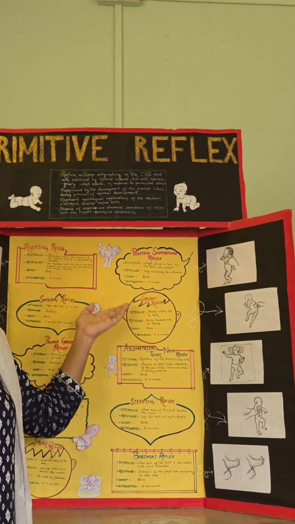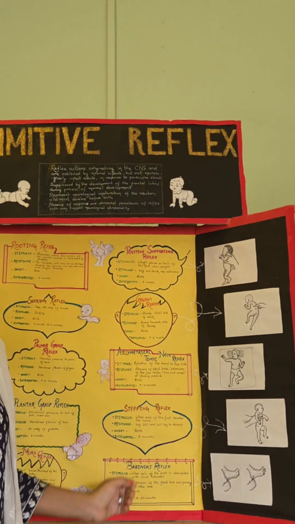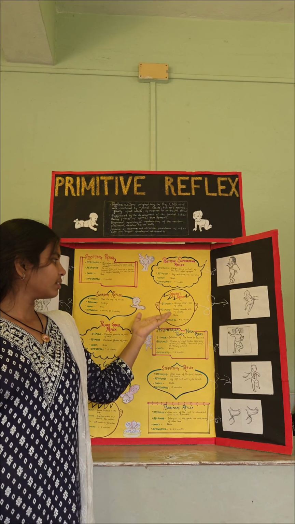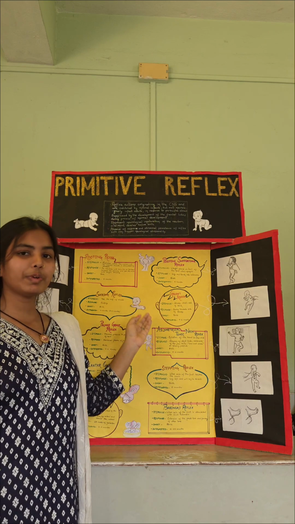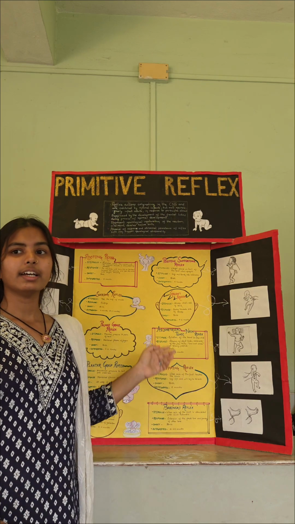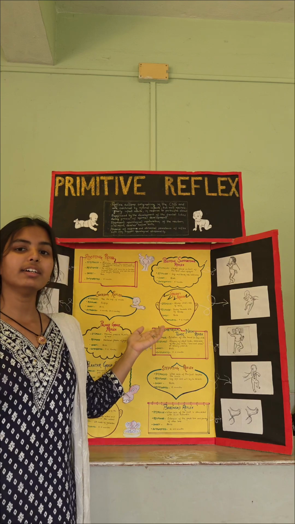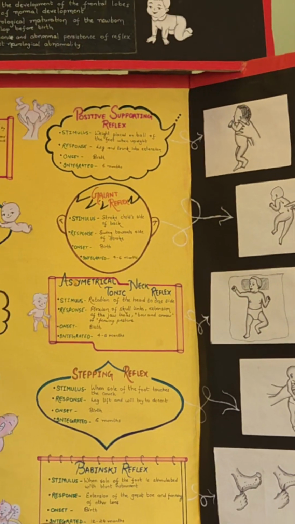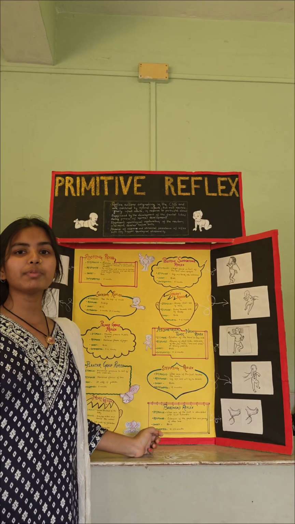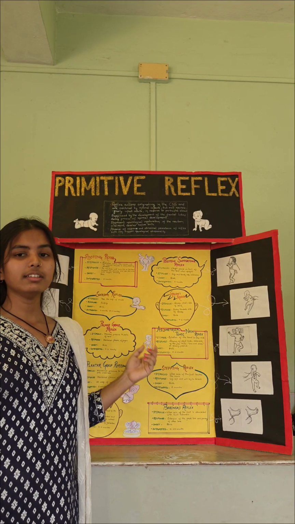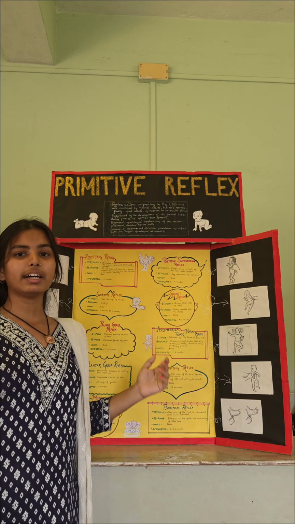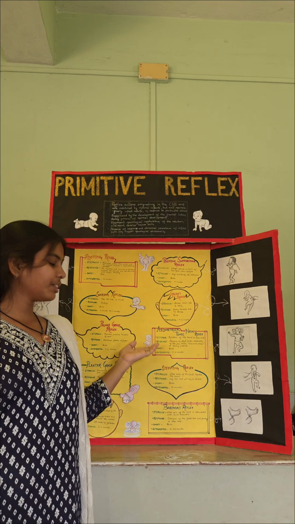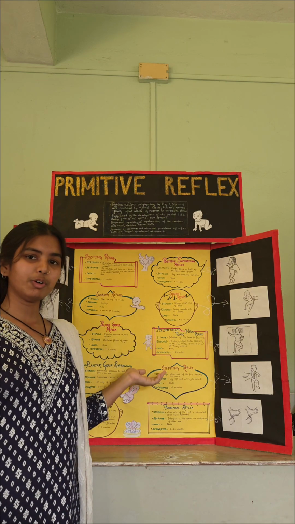The next one is the Galant reflex. In this reflex, when the child's side of the back is stroked, the infant will swing towards the stroking side. This reflex appears at birth and is integrated around 4 to 6 months. The next one is the asymmetrical tonic neck reflex. In this reflex, when the head of the baby is rotated, then on the rotated side, the arm and leg will go into extension and the other side will go into flexion. This reflex appears at birth and is integrated around 4 to 6 months.